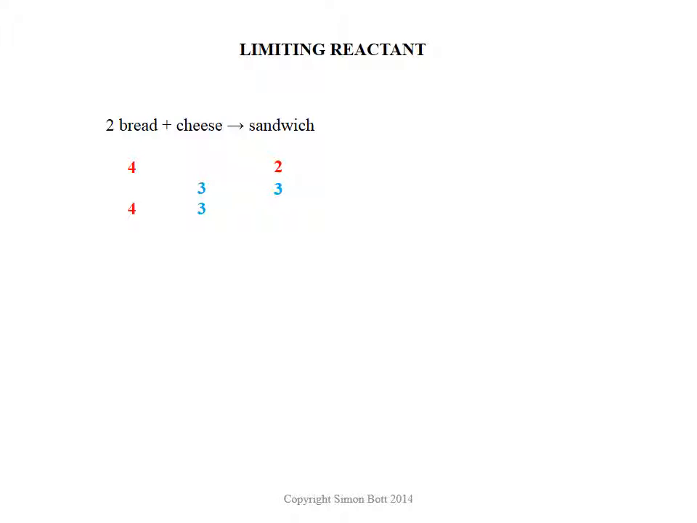Now, how about if one morning she gets up and there are 4 bits of bread and 3 bits of cheese? How many sandwiches is she going to make that day? Well, 4 bits of bread is enough for 2 sandwiches, 3 bits of cheese is enough for 3 sandwiches, but you've only got enough bread for 2. So I'm going to get 2 sandwiches that day, because you make the smaller possible amount of the product.